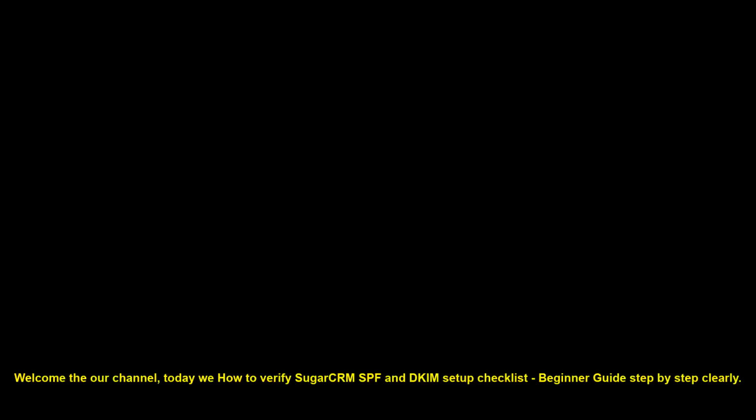clearly. Start by logging into your SugarCRM account. Navigate to the admin section in the main dashboard. Locate the email settings option and click on it. Check if your domain is already configured for sending emails. If not, add your email domain in the relevant field.